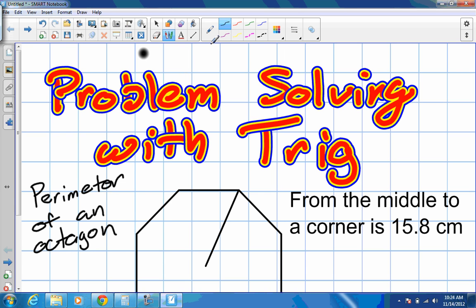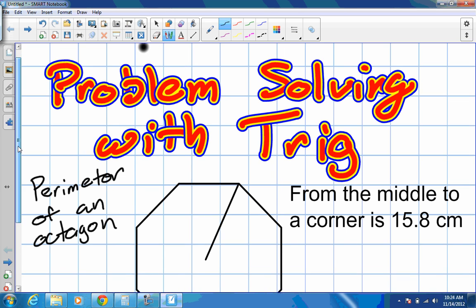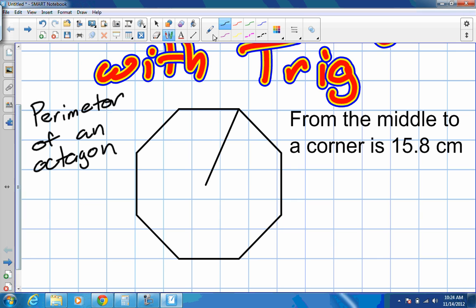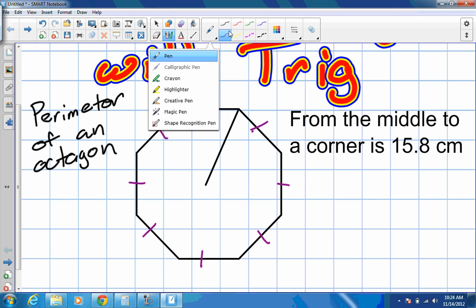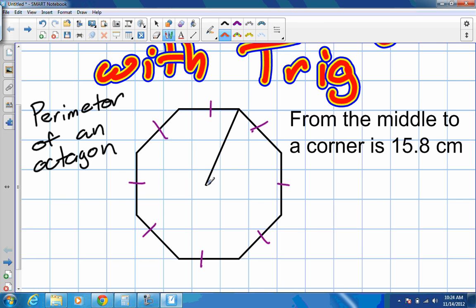Problem solving with trig. They've given us one piece of information, and we need to find the perimeter of this octagon. This object has 8 sides, all of equal length. Hence an octagon. They've also told us that from the center of this octagon to a corner is 15.8 centimeters.